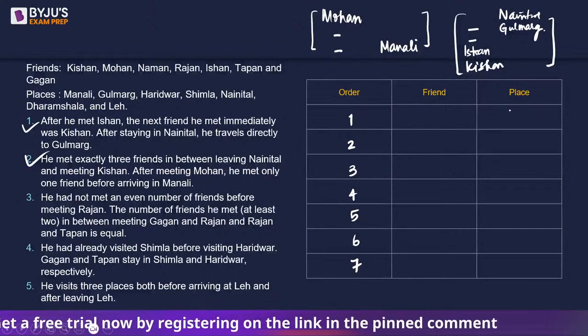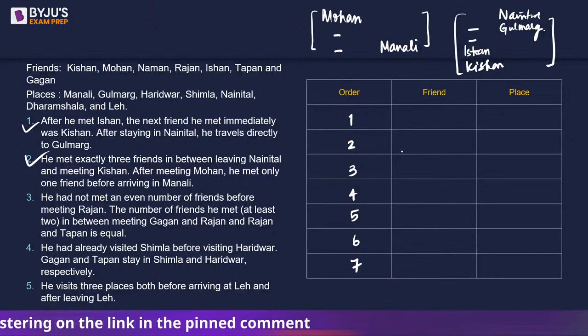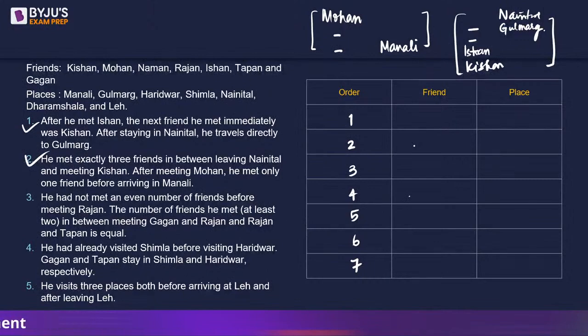He had not met an even number of friends. In other words, he has met odd number of friends before meeting Rajan. So Rajan can be at second, Rajan can be at fourth, Rajan can be at sixth. The number of friends he met, at least 2, in between meeting Gagan and Rajan and Tapan is equal.